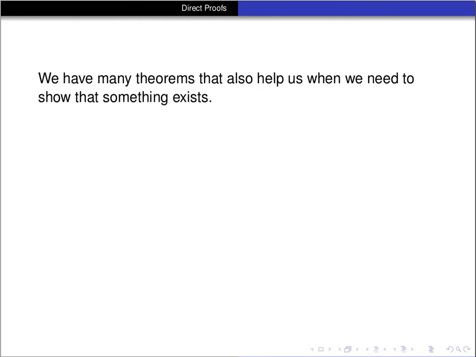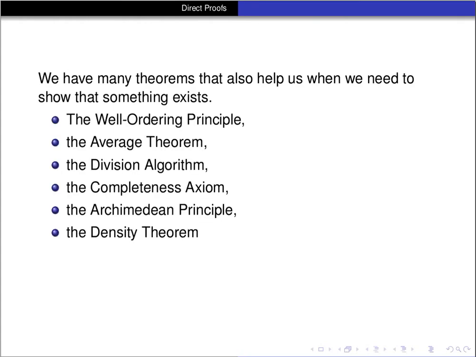Now, we have many theorems that also help us when we need to show that something exists. So with existence proofs, we need to build something or show that something exists, but we do have some theorems that can help us do that. We have the well-ordering principle, which says that every non-empty set of natural numbers has a least element, a minimum element. We have the average theorem that says that in any ordered field, you can find an element between two elements of the ordered field.